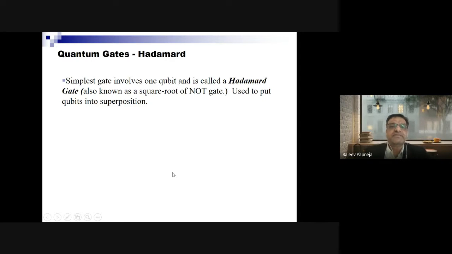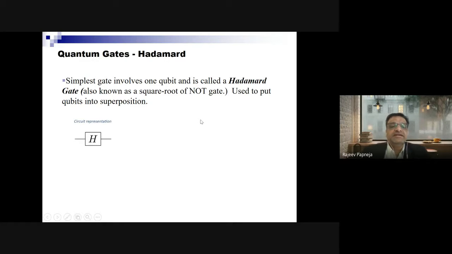Then there is a Hadamard gate. Again, it involves 1 qubit. And what this gate basically does is a square root of the NOT gate. This is the most widely used, and the majority of times you will see the Hadamard gate used in quantum computing algorithms, because this is used to put the qubits into superposition. And there is no analogy in the classical system for this gate, because superposition is not a property of a classical system.